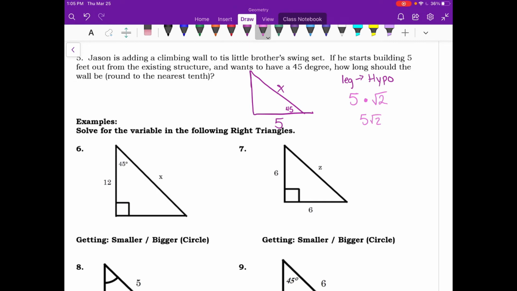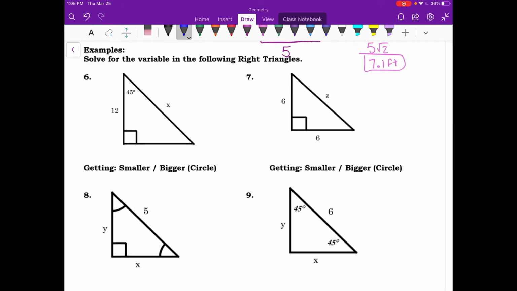Now we need to round to the nearest tenth, because 5 root 2 doesn't give us any meaning in terms of measurement if it's not in like a set number. So once I multiply that out, I'm going to get 7.1. So it has to be 7.1 feet long.